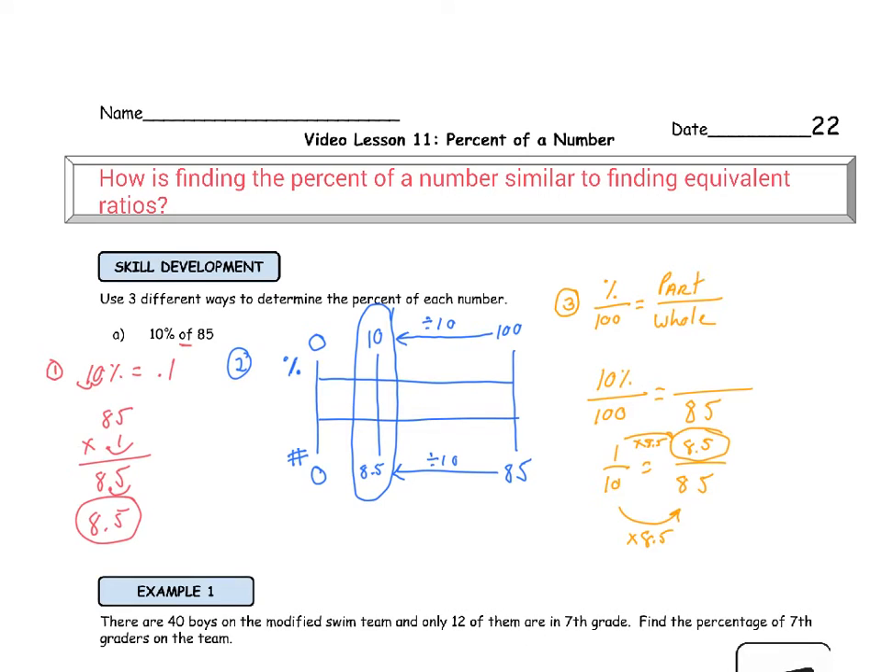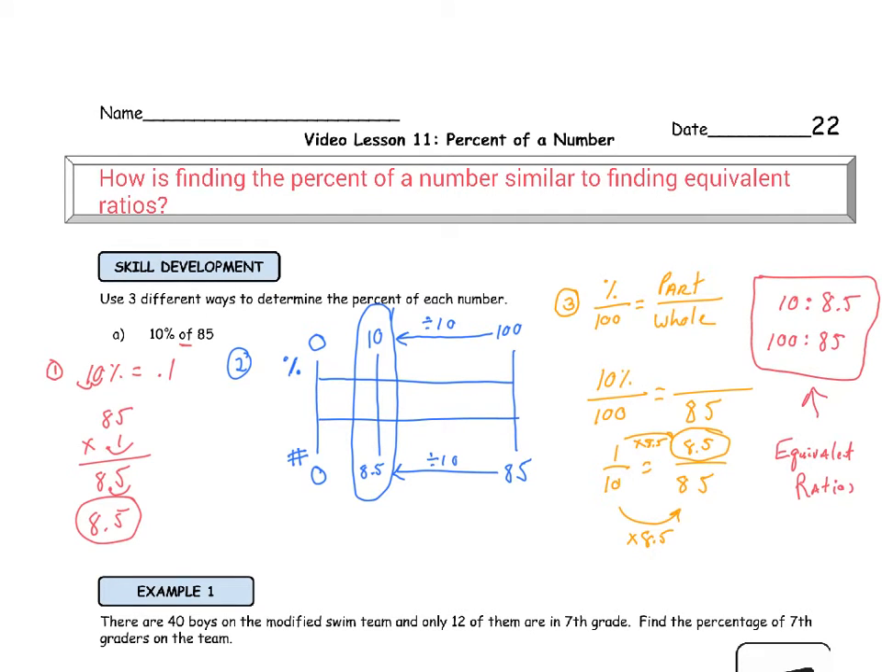So there it is. I'll be honest, the way that I use the most by the end of this unit is probably method number 3. Number 2 is a great visual way to represent percent of a number. Number 3 is a little bit more computational, a little more abstract. So being able to break down your percent, like I did here, in order to build it back up, that's a great way to find equivalent ratios.